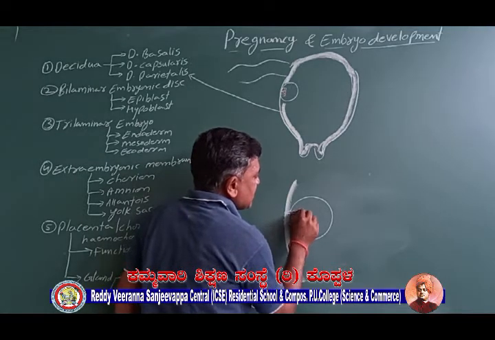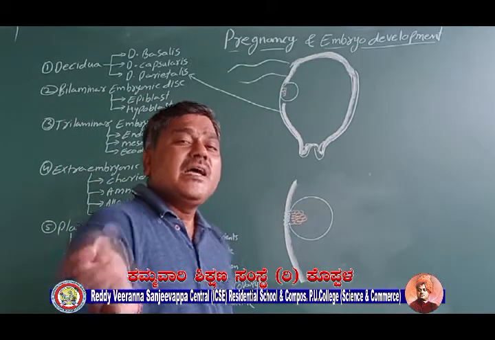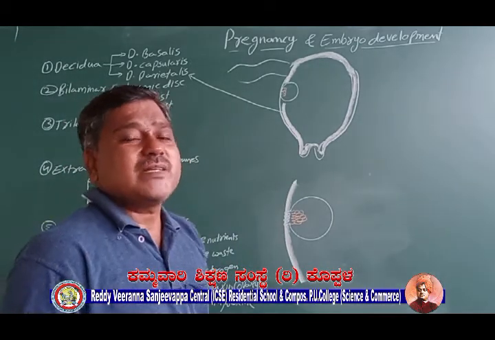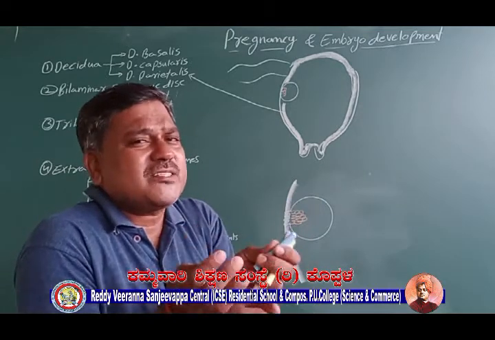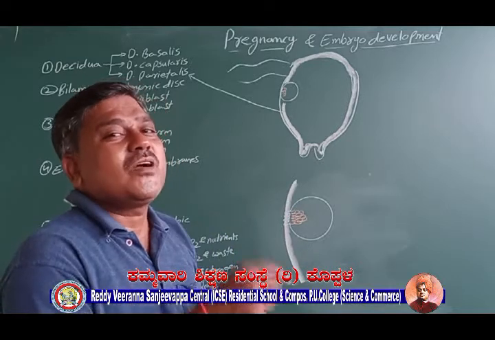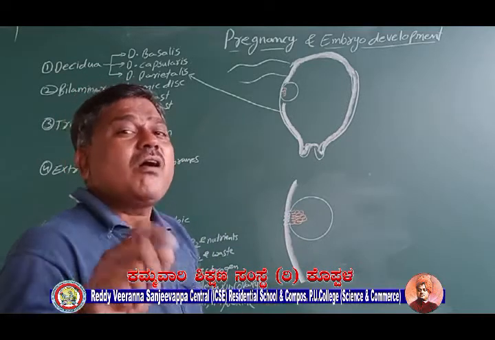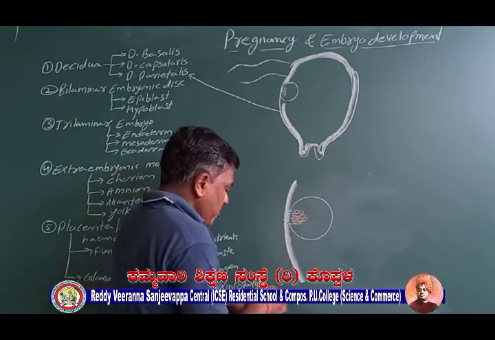Now inner cell mass is also called embryonal knob. Why is it called embryonal knob? Because a number of cells are attached to each other and they form a mass of cells. That's why it is called embryonal knob or inner cell mass. Now, these are the trophoblast cells.